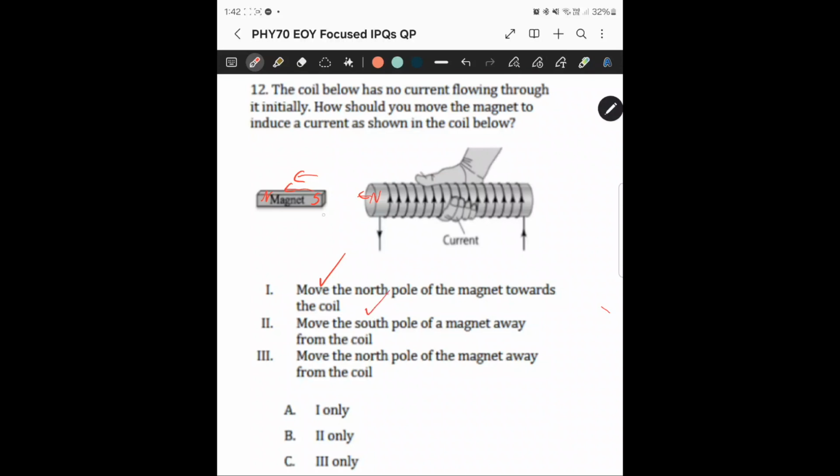Let's look at the next one. Moving the north away. So let's get the north away. This is north, this is south. This magnet is leaving. North is leaving. How will it attract the leaving north? What will it do to try to bring it back? It will attract it with the south. South means north is on this side. And that means my current will actually be coming down the page. So that's actually not true.